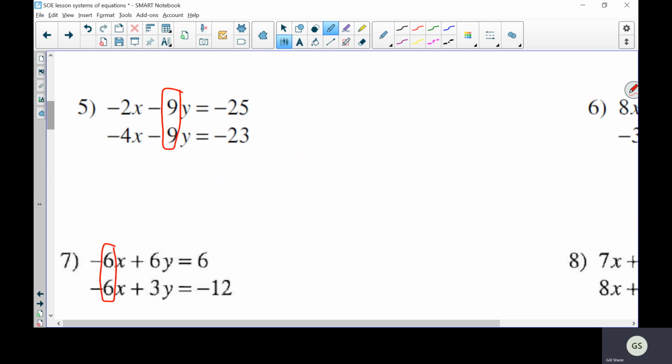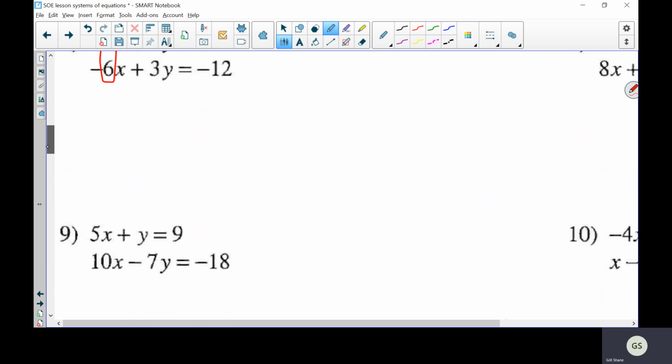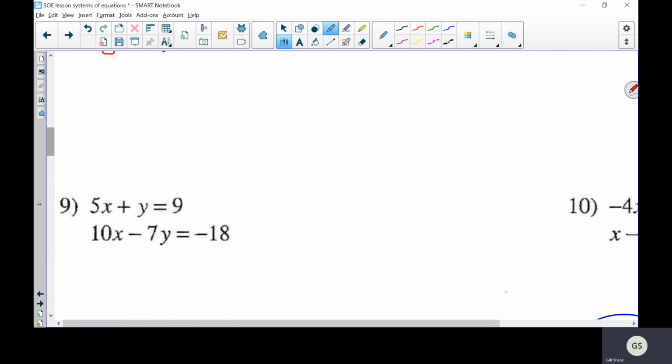Then the next level is what I just showed you a second ago. We don't have the same number at all yet. Now we might have opposite signs. If you have opposite signs, that's where I would concentrate, because I've already got opposite signs there. In one of these equations, I have to multiply by something so that I can get the same number in front of one of the variables.